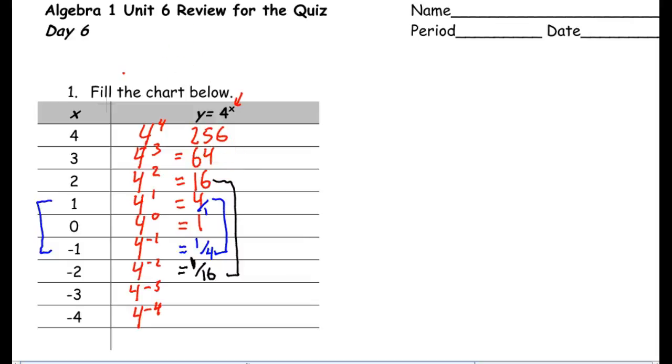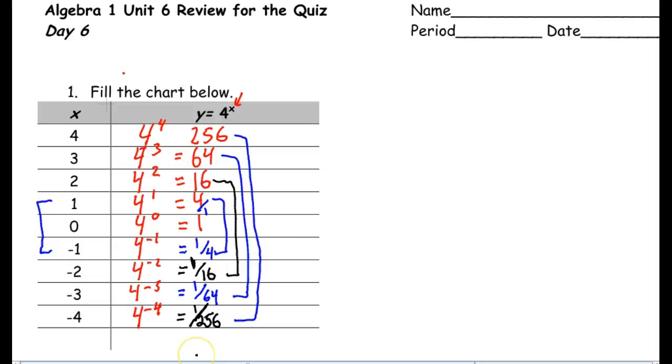And then we can just alternate back and forth. So we have 4 to the 3rd is 64. So 4 to the negative 3rd is 1 over 64. Very small fraction. And you'll see these negative exponents a lot in science when they're talking about things that are microscopic size. So they'll say it's so many inches big, or 4 to the negative 4 inches big, which is really, really tiny. That's how they measure microscopic or atom size organisms.